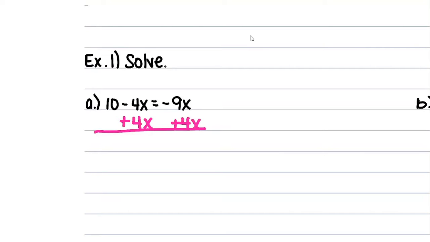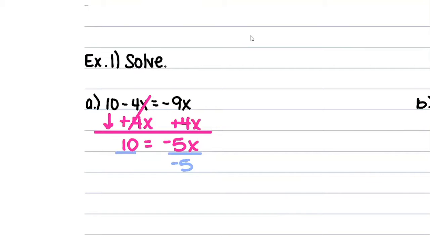So I have 10 that gets dropped down. The 4x's cancel out. 10 is equal to negative 5x. From here, I just divide each side by that negative 5 to get my x by itself. And I get that x is equal to negative 2.